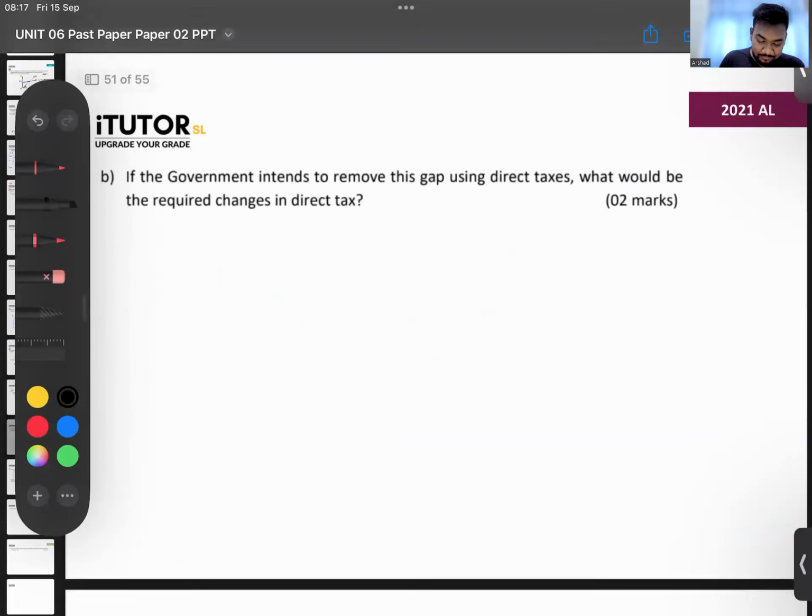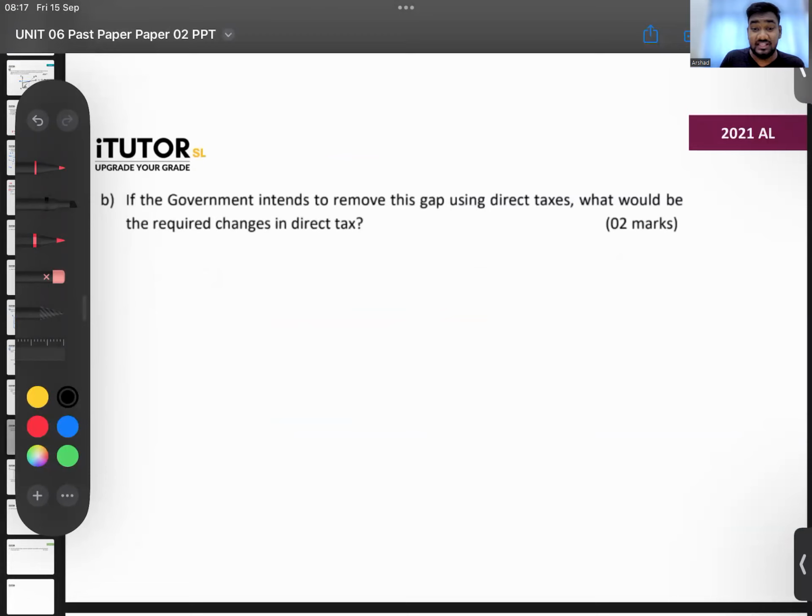2021, Part B. If the government intends to remove this gap, what would be the required change in direct tax? Very interesting. Currently, equilibrium level of national income is 800. They want to go from 800 to the full employment level of 1000. By how much should taxes change? Not that hard also. Can you all calculate the tax multiplier KT for me in this question?